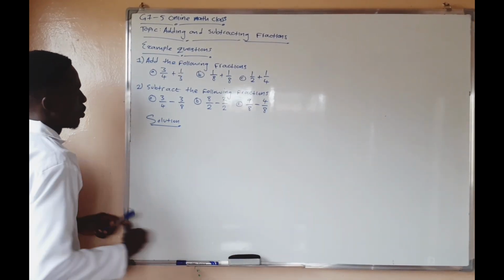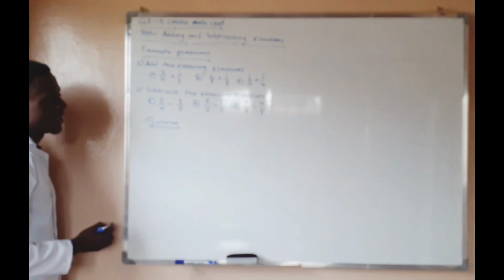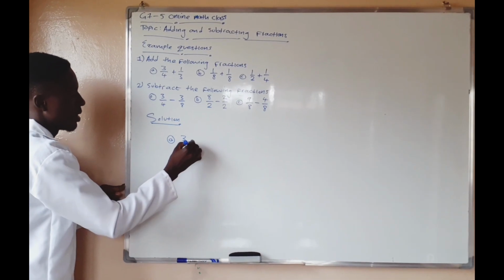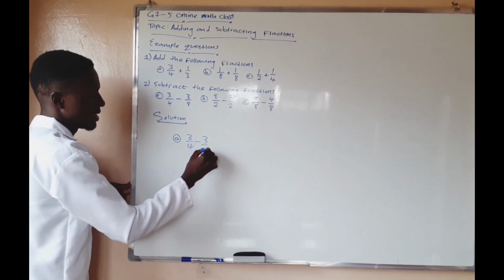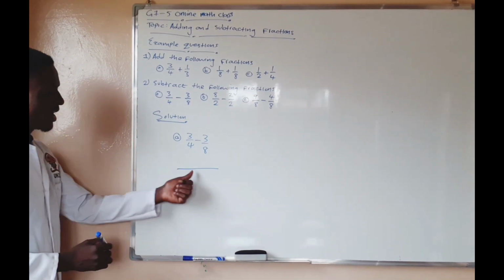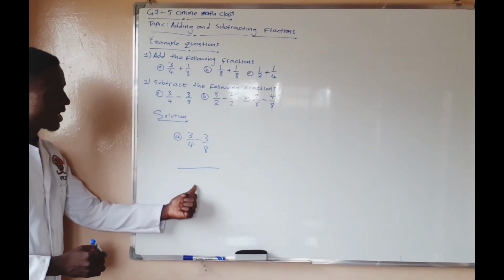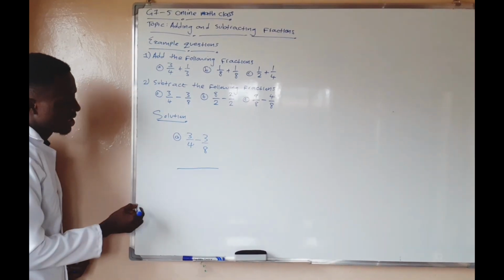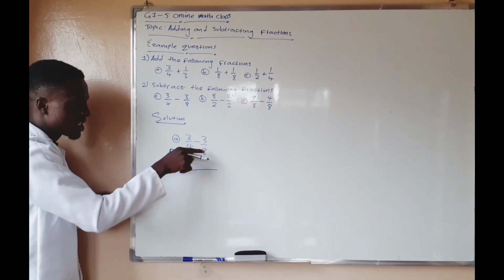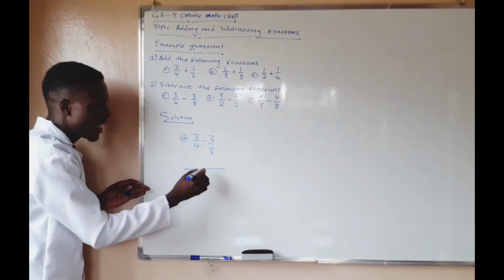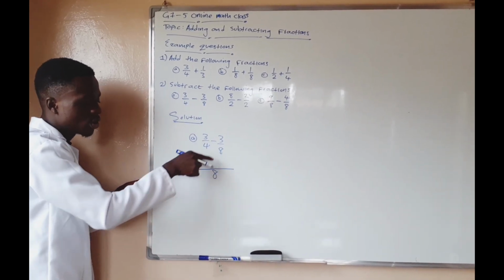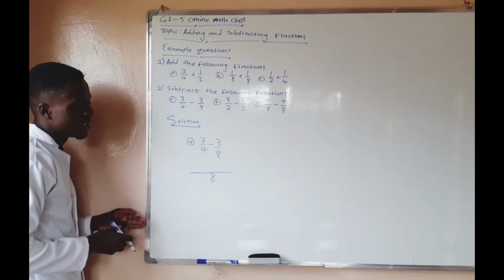We move to the second question. Subtract the following fractions. The first one, we have 3 over 4 minus 3 over 8. Okay. The first thing, we draw a line. Then we find the lowest common denominator. Okay, between 4 and 8, which one will be my denominator here? If I put 4 here, I know that 8 can't go into 4. Suppose I put 8 here. Can 4 go into 8? Yes. Can 8 go into 8? Yes. So 8 will be my denominator.